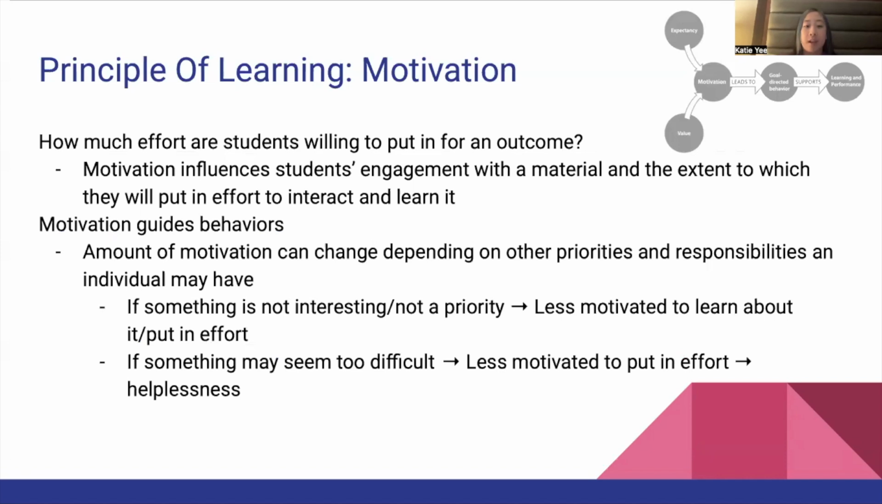This brings us to the idea of motivation and how it affects the amount of effort students are willing to give. In order to be engaged with the material, there needs to be shared expectations and values with it. Otherwise, students would not be willing to learn. Depending on what they see as a priority, as well as how it would affect their other responsibilities, students may either be more or less motivated by a subject.